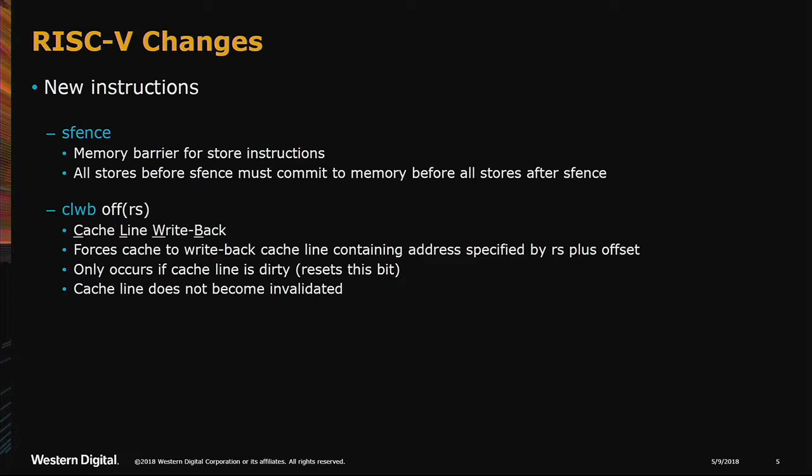Additionally, CLWB, for which we provide a source register and an offset. CLWB stands for cache line writeback. The idea for this instruction is that when a processor issues it, it directs the cache and forces it to write back a cache line containing the address specified by whatever is in the source register plus an offset. And this writeback will only occur if the cache line is dirty.